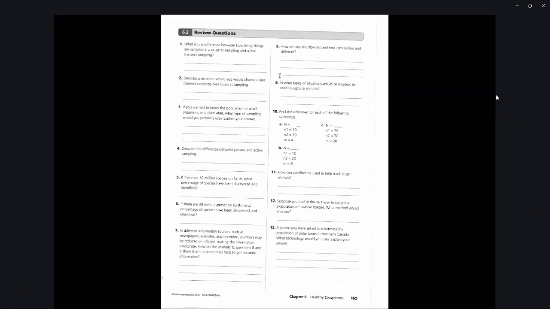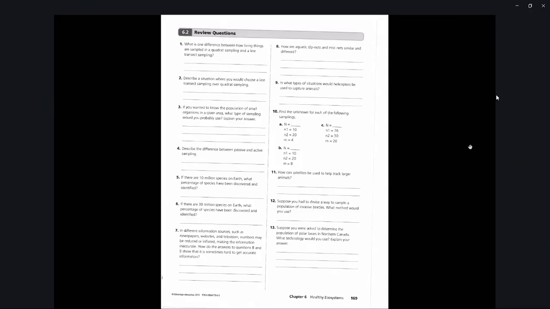Alrighty, there they are, page 6.2 review questions. The first question is question number 1. What is the difference between how living things are sampled in a quadrant sampling and a line transect sampling? So you can just describe those two different ones, and that will be fine with 1 mark.